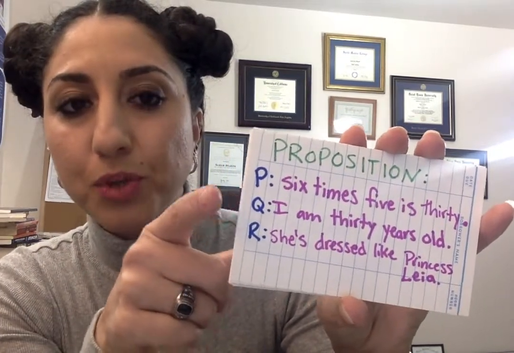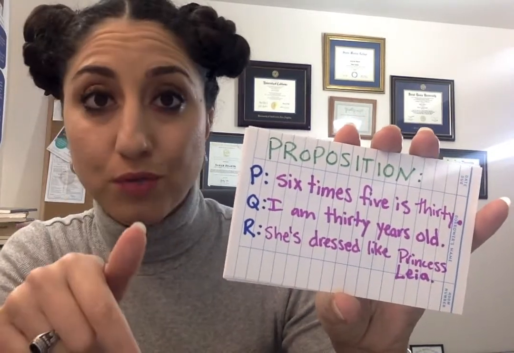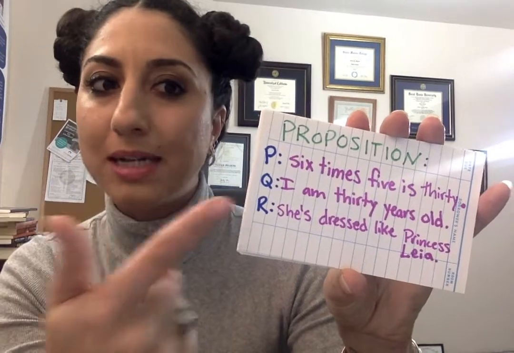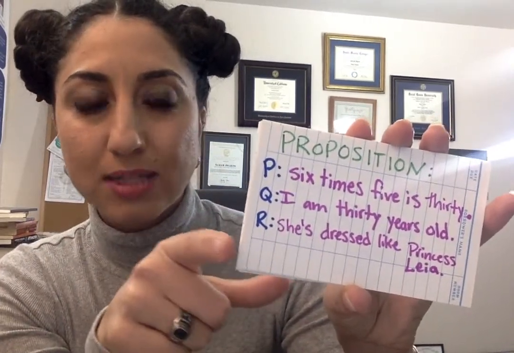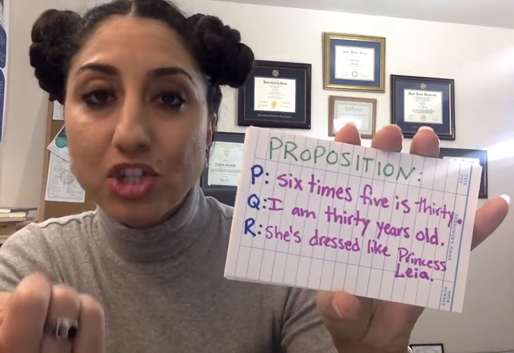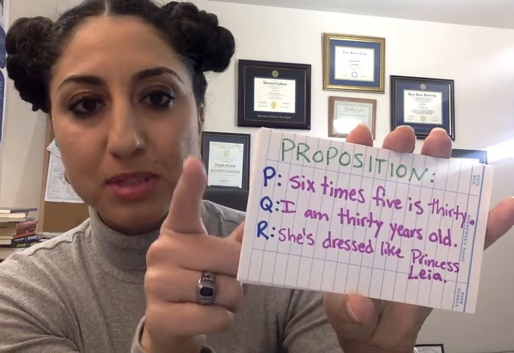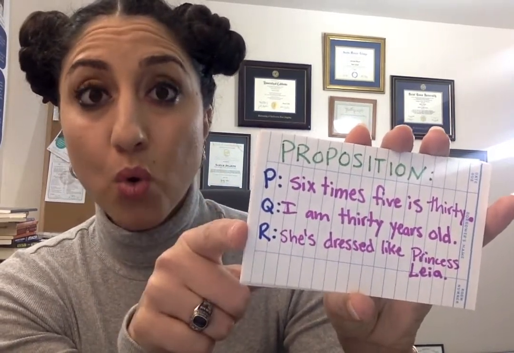Proposition Q represents I am 30 years old. That's either true or it's false. Like right now as I'm talking, I really am 30. So when I say I am 30 years old, it's true. Proposition R is she's dressed like Princess Leia. Either she is or she's not, right? So these propositions, proposition P, proposition Q, proposition R, they're either true or they're false.